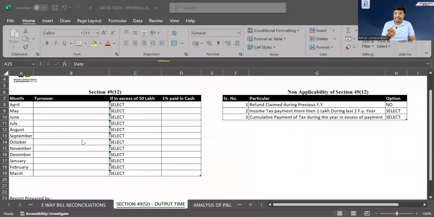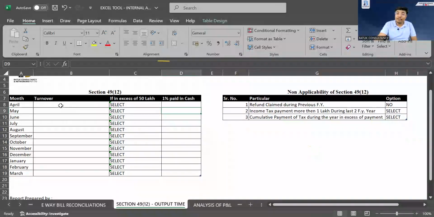So for a particular financial year for which you are preparing this particular type of Excel tool, you just need to show your turnover for April month, for May month, for June, for July, for August. If your turnover exceeds 50 lakh rupees, you just need to select yes or no, whether 1% is paid in cash or not, so that you can easily cross verify.